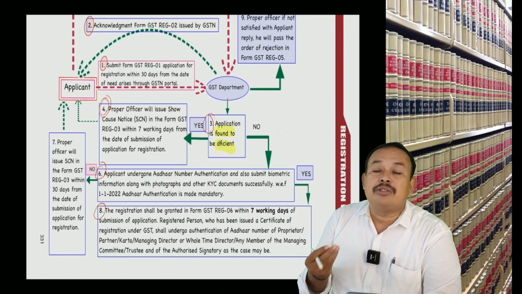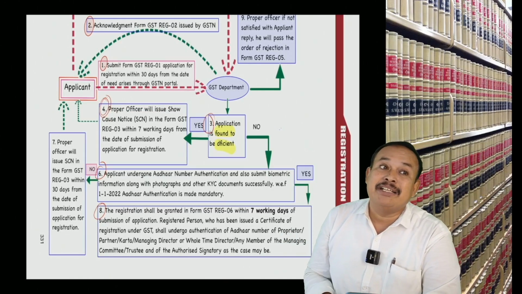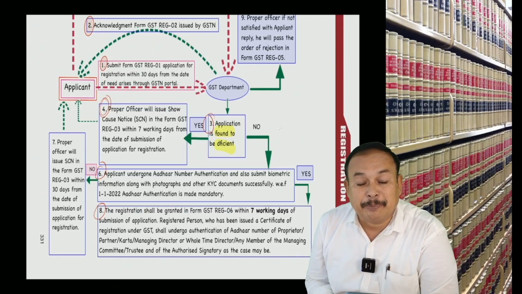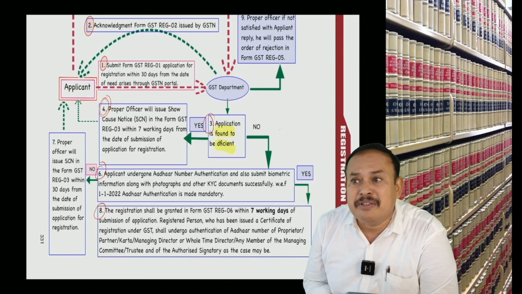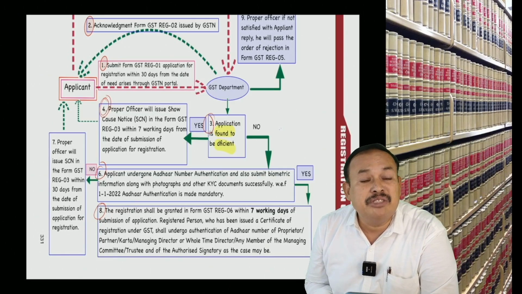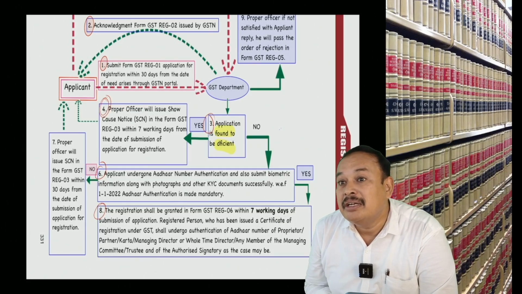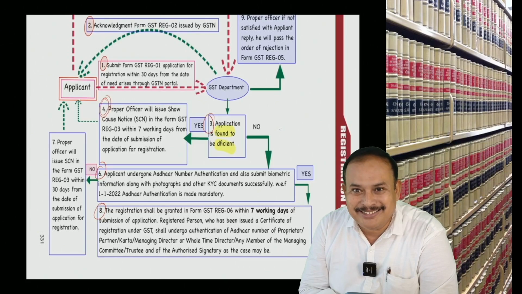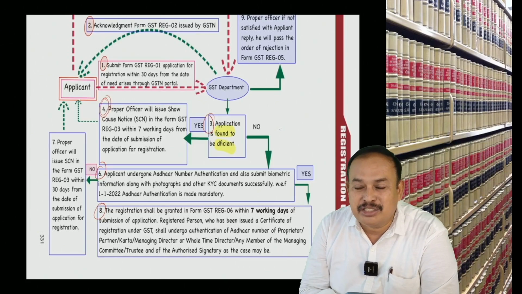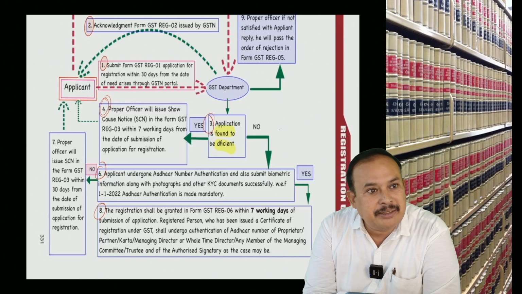Then the show cause notice is issued in Form GST REG 03 within 30 days from the date of receipt of the application. Then you have to reply within 7 working days from the date of receipt of the notice, in Form GST REG 04. Application remains, reply remains 04. Notice is 03. The time limit is another one. Is that clear?